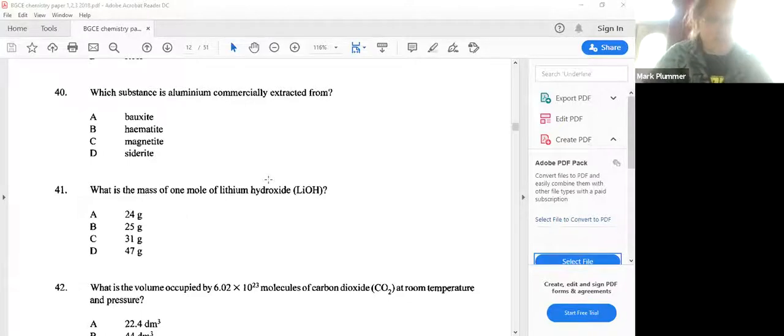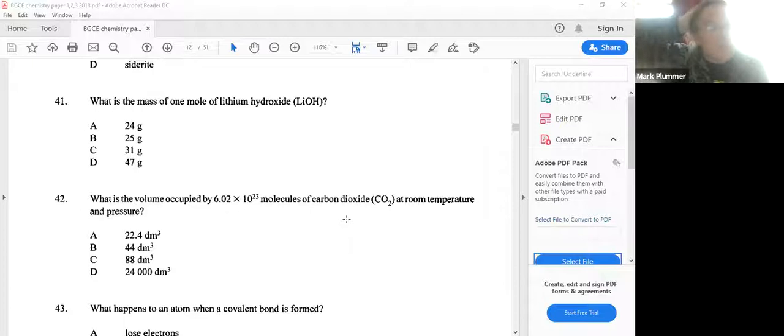Okay, what's the volume occupied? Question 42. What is the volume occupied by 1 mole of carbon dioxide gas at room temperature? Well, it's the standard pressure, standard answer that's in the moles magic triangle for gases. So the answer to number 42 is D. 24 dm cubed, decimeters cubed.